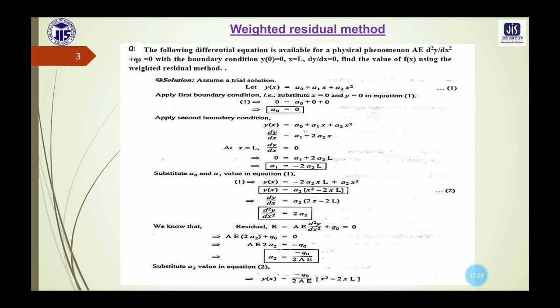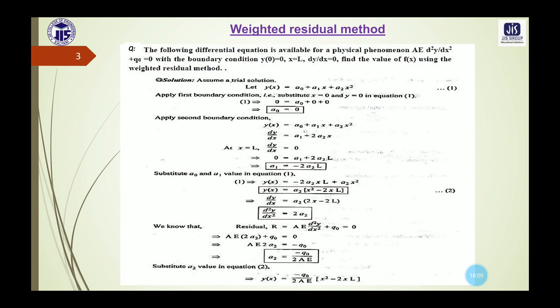Now what is given here is AE d2y/dx2 plus q0 equals 0. So the residual R equals AE d2y/dx2 plus q0 equals 0. Now in this equation we have found the value of d2y/dx2, which is 2a2. So if we put this value here, we get AE into 2a2 equals minus q0. So from this equation we can easily find the value of a2, which we get as minus q0 divided by 2AE.